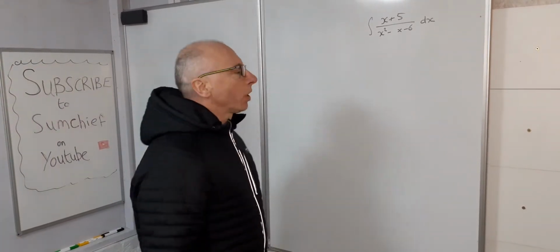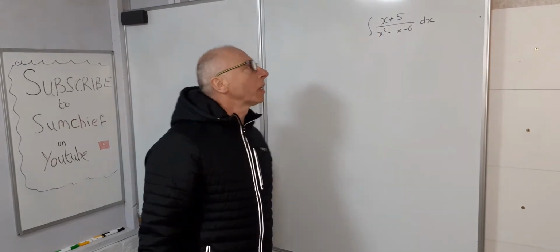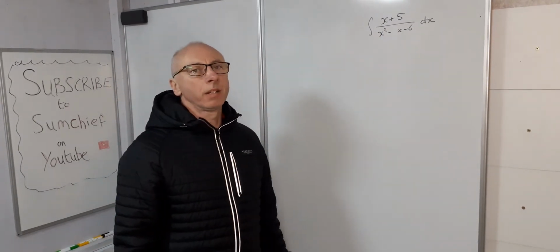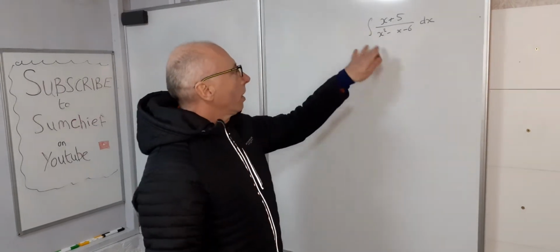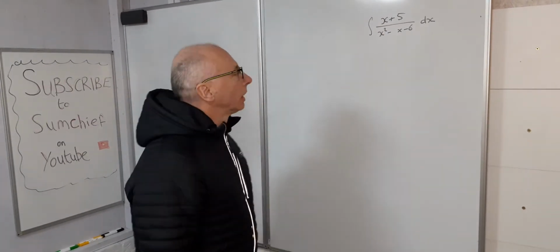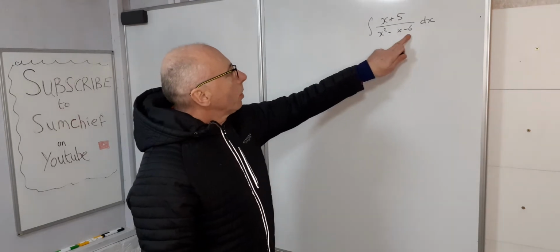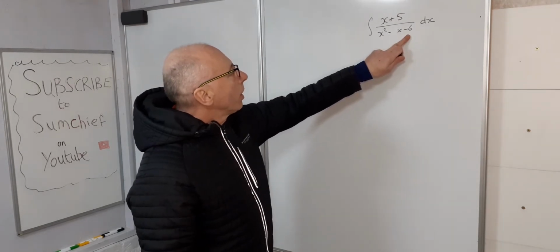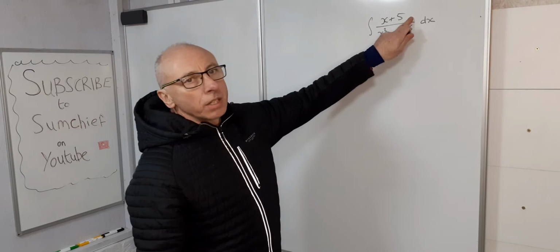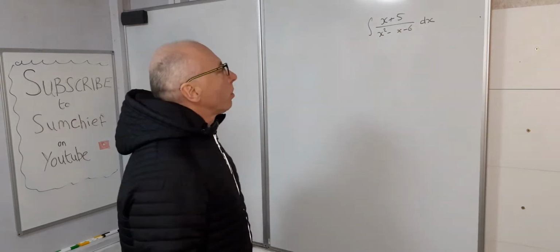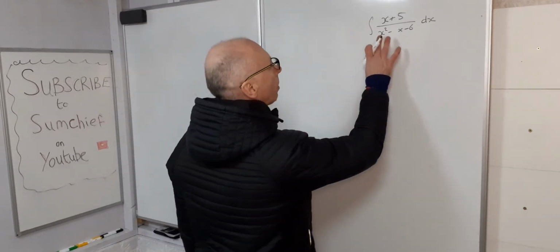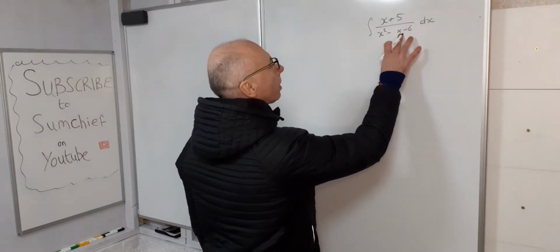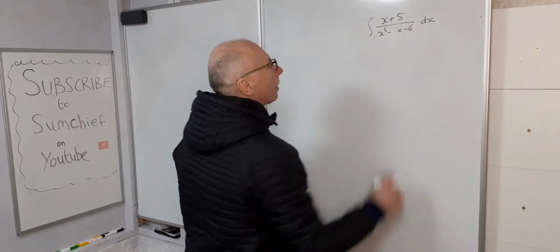Okay, so today we're going to integrate x plus 5 divided by x squared minus x minus 6 with respect to x. So just looking at this, we can't integrate because we've got a polynomial term in the bottom, which is a quadratic, and a linear term in the top. We need to do some algebra here to try and work this out. So let's have a look what we've got. X squared minus x minus 6 and x plus 5.